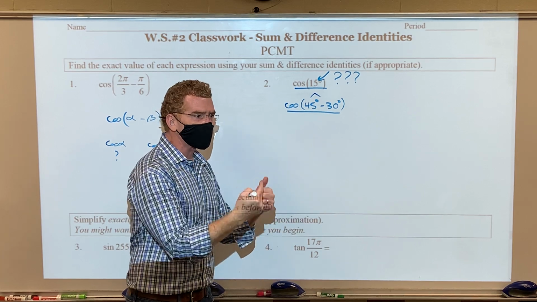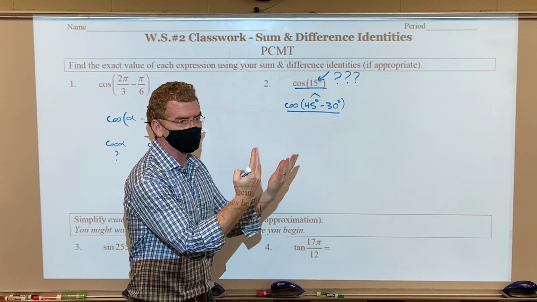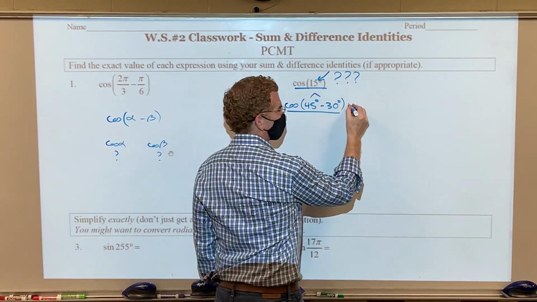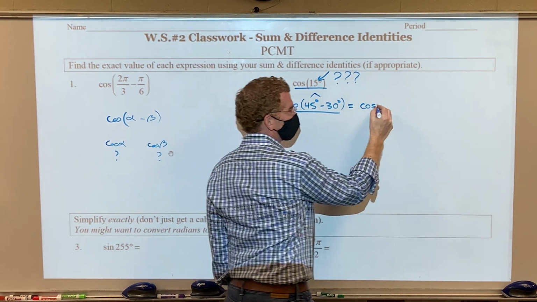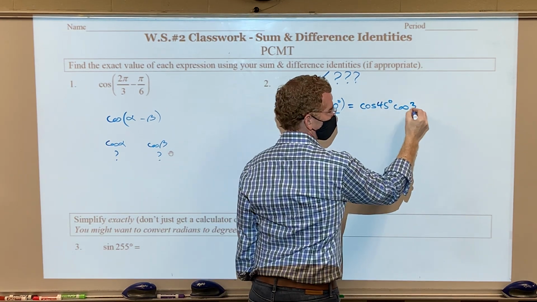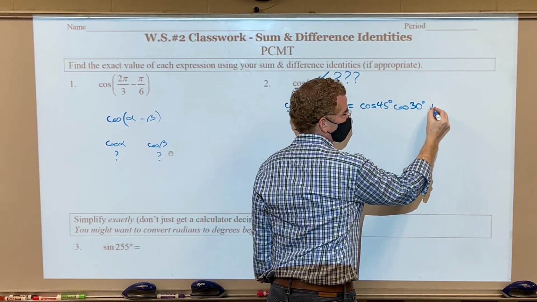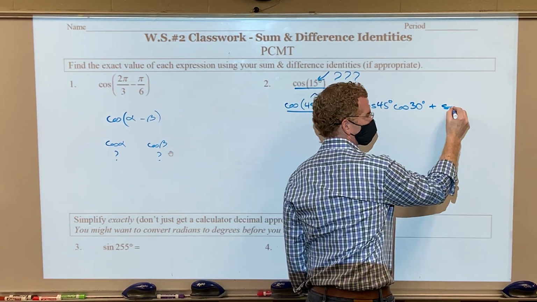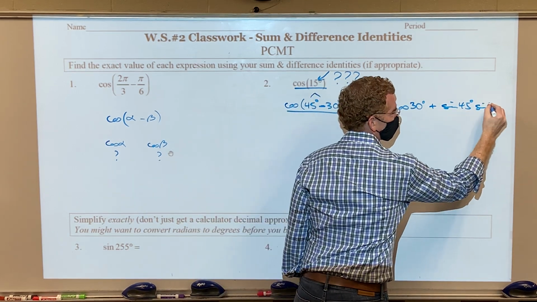So this allows me to go find the alpha minus beta identity for cosine. And again, it's not cosine 45 minus cosine 30. It is not. What is it if you're looking at your sheet? It is cosine of the first angle times cosine of the second angle. And then if that's a minus right here, you put a plus right here. And then you take sine of the first angle times the sine of the second angle.